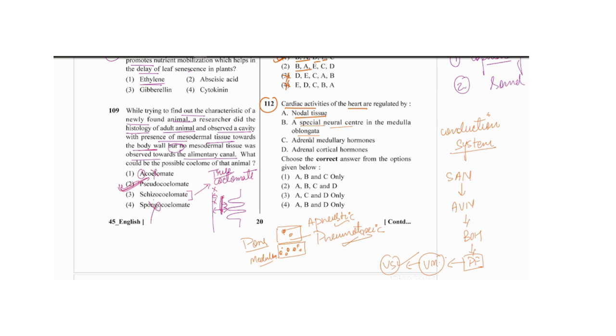But they are all controlled by the pons area. So let's see. Cardiac activity will be controlled by the conduction system given by the nodal tissues, the neural center present in the medulla oblongata, and then the adrenal medullary hormone. Adrenal medullary hormones are epinephrine and norepinephrine, also known as catecholamines. Cortical hormones will not regulate cardiac activity. So A, B and C are given in the first option.